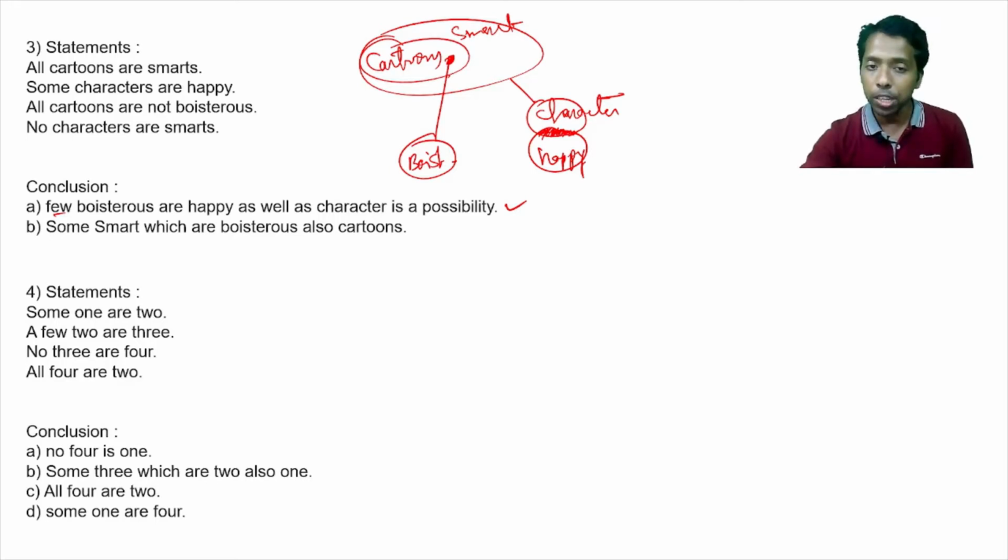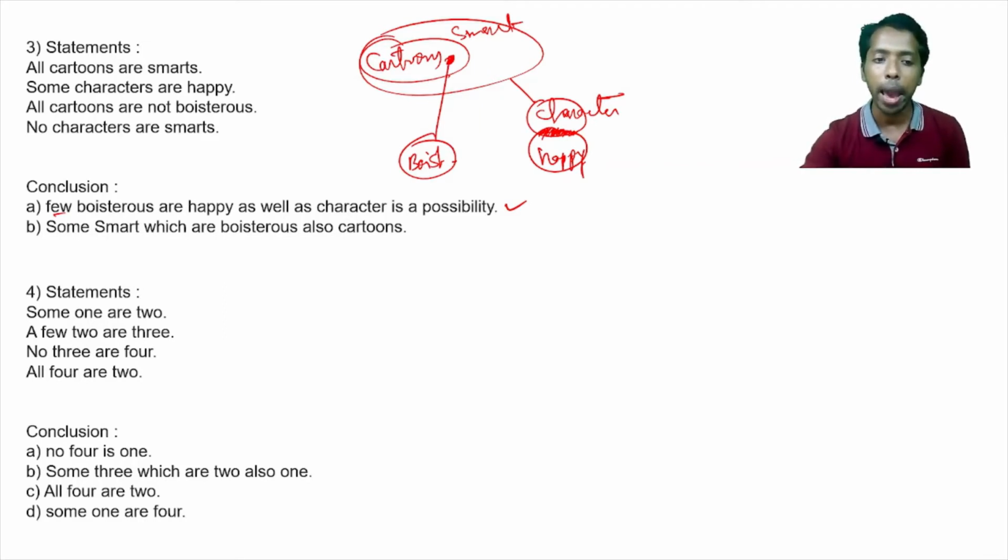That's why this possibility condition becomes correct, right? If there is no common region, or it's strictly been mentioned in the statement that no happy is character, or in either case no character is happy, then this possibility scenario would also be violated, right? So this would not be correct then.